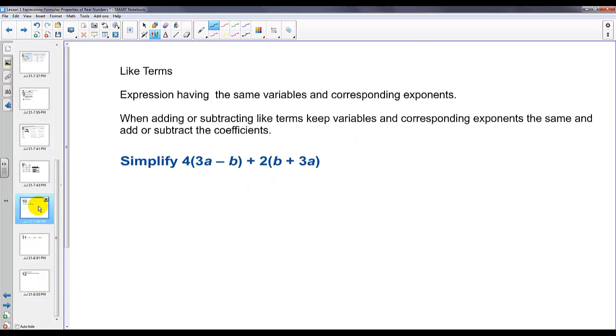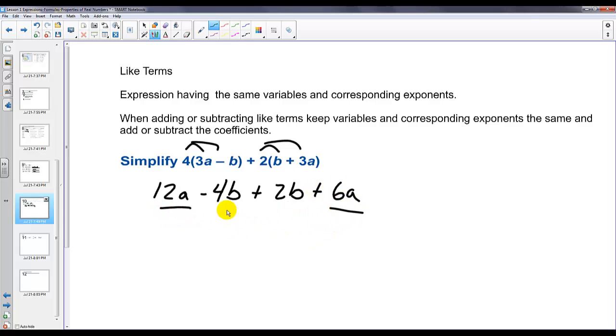A couple more examples. First of all, let's talk like terms. Like terms are expressions having the same variables and corresponding exponents. When adding or subtracting these, we want to keep the corresponding exponents and variables the same, and then add or subtract the coefficients. So if we want to simplify this expression, we distribute the 4 to those two terms, distribute the 2 to these two terms, and get 12a minus 4b plus 2b plus 6a.